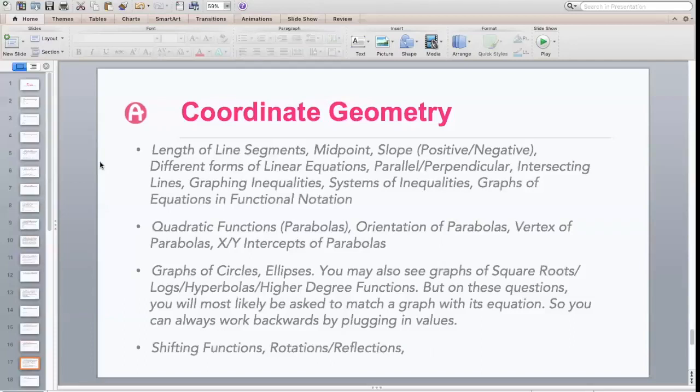It's very important, like on the SAT, that they can go between the different forms of linear equations. So standard form, point slope form, and slope intercept form. To know the algebraic relationships of parallel and perpendicular lines, as well as intersecting lines. They'll have to graph inequalities. They'll have to look at graphed systems of inequalities, and so forth.